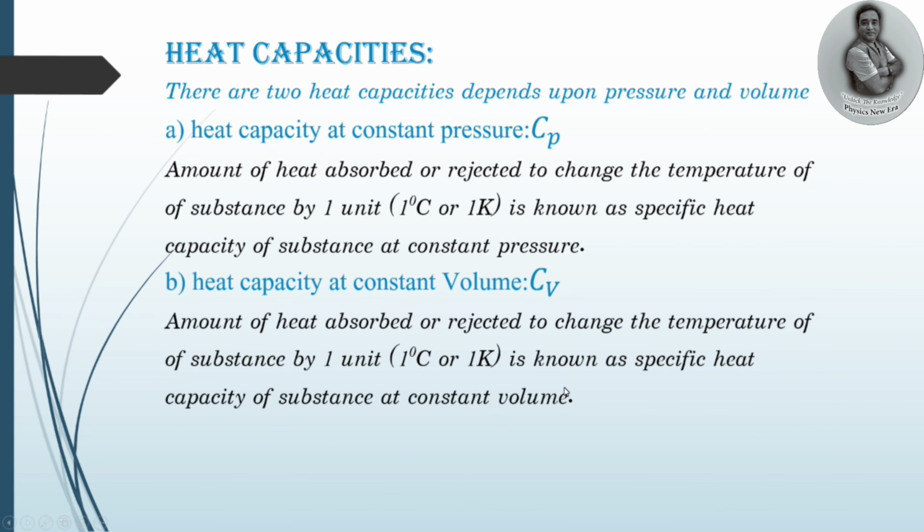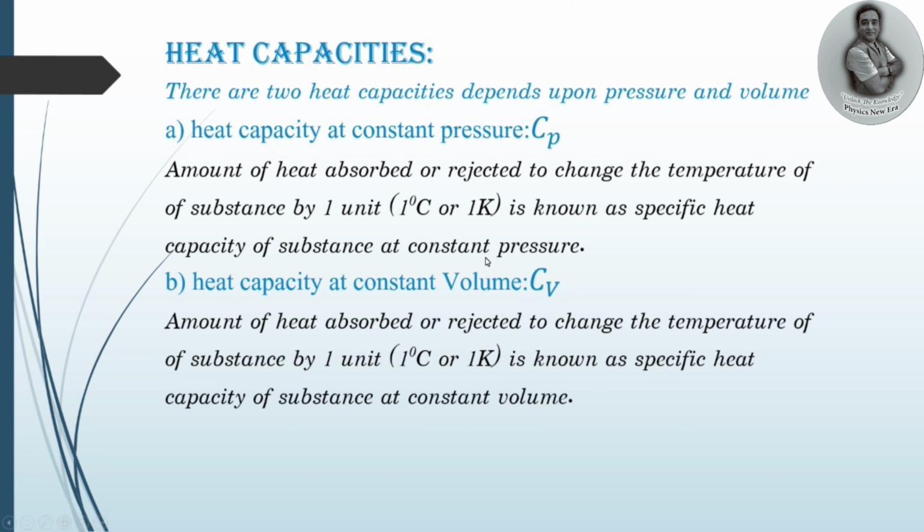There are two heat capacities, depending upon the pressure and volume. First is the heat capacity at constant pressure, indicated with Cp, and the heat capacity at constant volume, indicated with Cv. The amount of heat absorbed or rejected to change the temperature of a substance by 1 unit is known as the specific heat capacity of a substance. 1 unit means obviously 1 degree Celsius or 1 Kelvin.